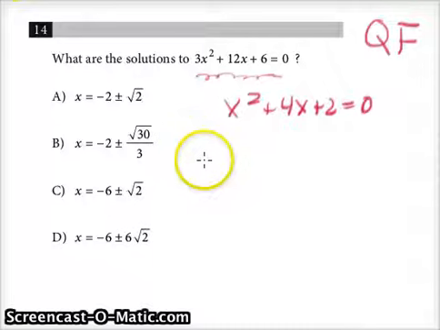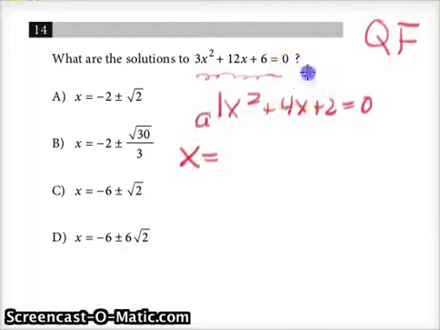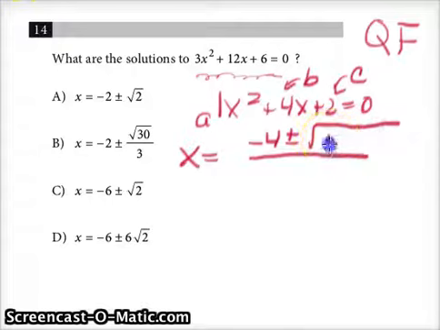Okay, how does that go? Well, x is equal to, but before we sing this song, remember, this is a, this is b, and this is c. So here we go. x is equal to negative b plus or minus the square root of b squared minus 4ac. Now a times c is 1 times 2, which is 2, all over 2a, which is 2.